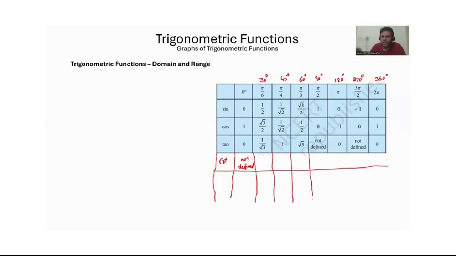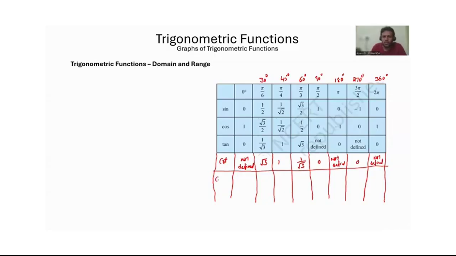So what will be cot 30? It is 1 by root 3. The reciprocal of 1 by root 3 is root 3, guys. And similarly, tan 45 is the same value, right? So this is root 3, this is 1, and this is 1 by root 3. This is 1 by not defined, which is 0. This is not defined, right? And then this is 0, this is not defined.